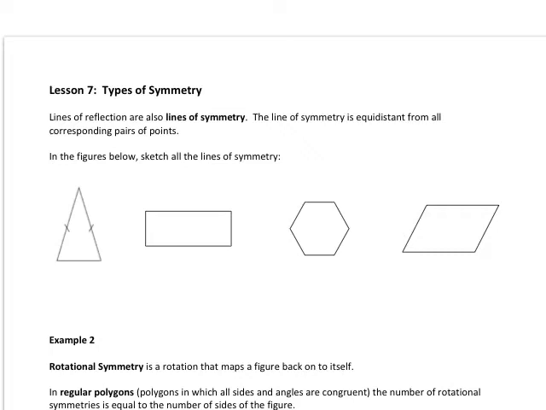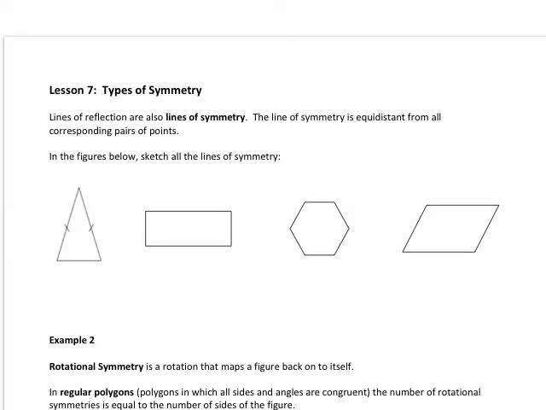Okay, I'm going to talk about the three different types of symmetry that we're going to deal with in geometry. And the first one are the lines of symmetry. So we can be symmetric about a line. We know that that would be a line of reflection like we constructed a couple days ago. So the line of symmetry we know is equidistant from all the corresponding pairs of points.